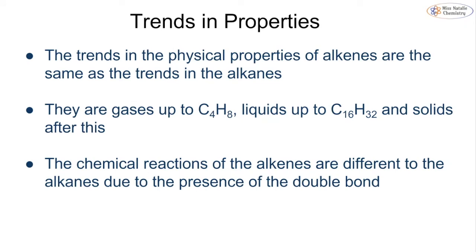We can also look at the trends and the physical properties of the alkenes, and these are actually the same trends that we see in the alkanes. So there is quite a lot of similarities here. As we increase our number of carbons, we're going to increase our boiling point. And that's exactly the same as we've seen for the alkanes. So up to C4H8, they are gases. Up to C16H32, they are liquids. And above this, they're going to be solids.